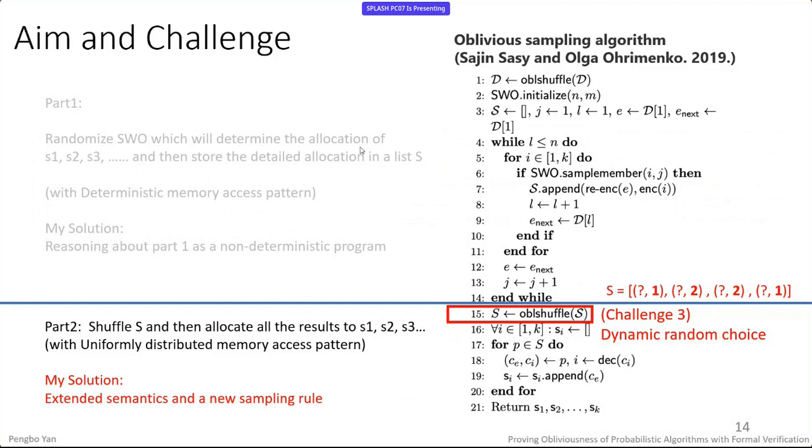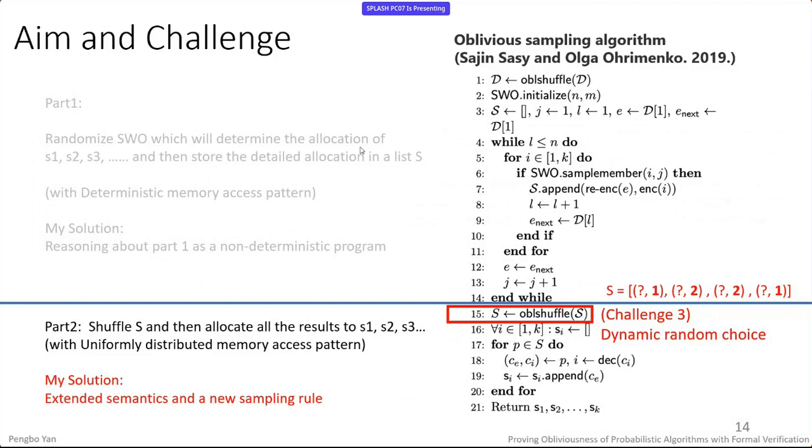Oh yeah, SWO's specification is a little bit complicated. It satisfies some features, but generally it's a randomization from a set which is only decided by these two integers, n and m.